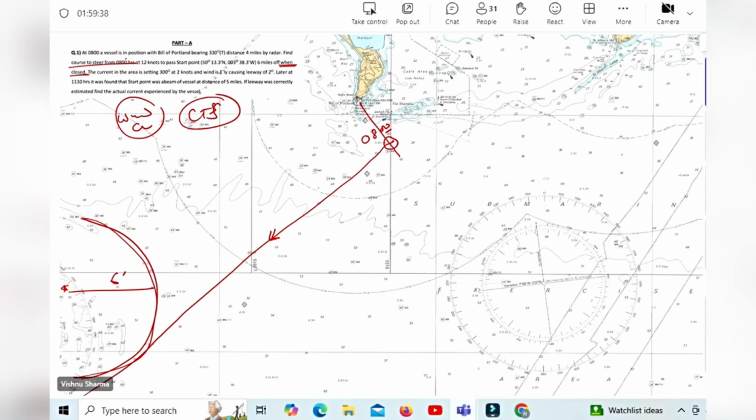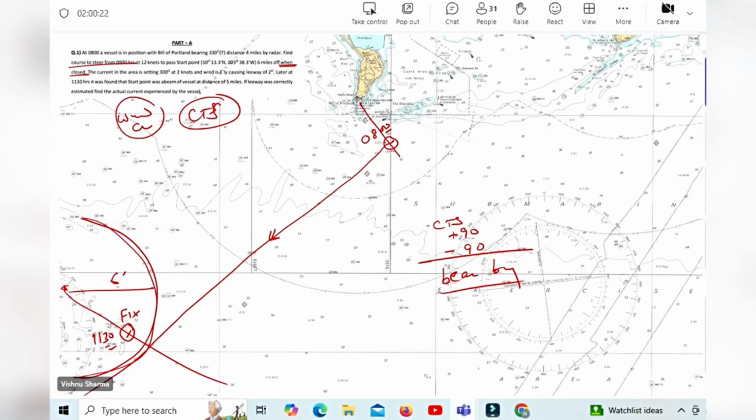Now once you start steering this course, at 11:30 it was found that Start Point was abeam of the vessel at a distance of 5 miles and not 6 miles. So now what will you do? Guys, you know the CTS. If it is on the starboard side, you will add 90. If it is on the port side, you'll subtract 90 and you'll get the beam bearing. Yes or no on the CTS that you have steered? Am I right, beta? Yes, sir. You will draw the beam bearing and cut off 5 miles. You will get a fix here at 11:30. Yes or no? Correct, guys? Yes, sir.